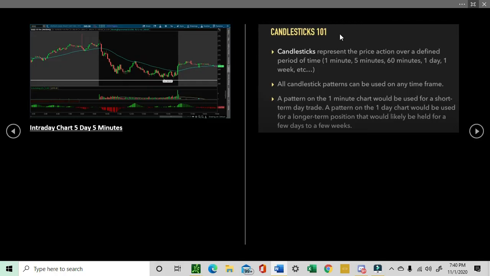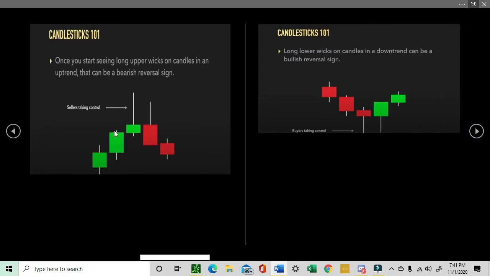All candlestick patterns can be used on any time frame. A pattern on the 1 minute chart would be used for a short-term day trade. A pattern on the 1 day chart would be used for a long-term position that would likely be held a few days to a few weeks. If you're swing trading, you're going to want to use a longer time frame and take those larger candlesticks into account rather than looking at a short-term chart. Personally, when I day trade, I like to look at both the long-term and short-term perspective, but if I'm trading intraday, I make decisions off of those intraday candles. Now let's look at the next slide.